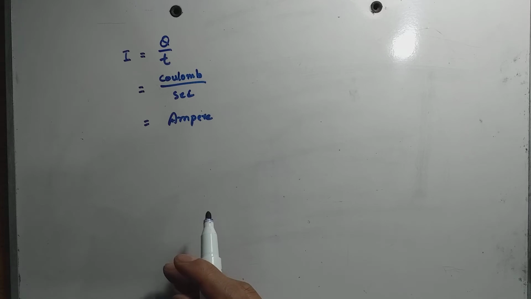Now, the direction of the electric current. So what is the direction of the electric current? Actually we have two kinds of current. One is called electronic current, which is due to the flow of electrons, and the second one is the conventional current, which is due to the flow of positive charges.